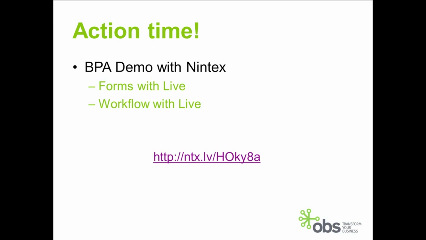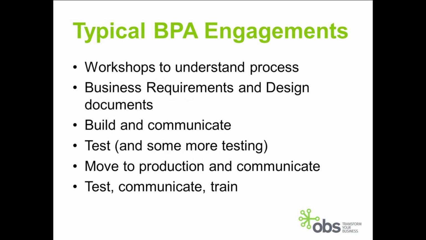So some of the things that we normally do in a very typical business process automation engagement, we always run some sort of workshop to understand the process. And most of the time that's trying to understand all of the what if questions. What if a person doesn't respond to a task? What if a person doesn't exist? We put in a standard full name, person name, and that person doesn't exist. What do we do then?